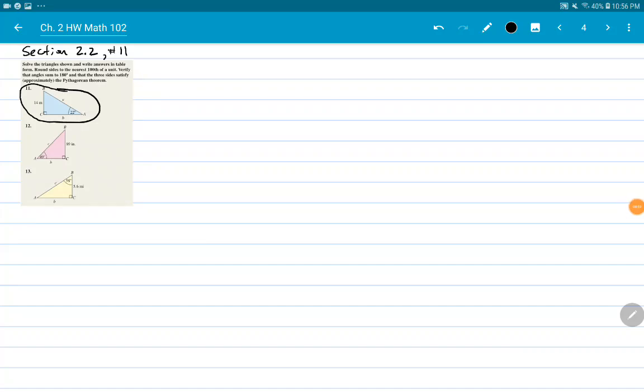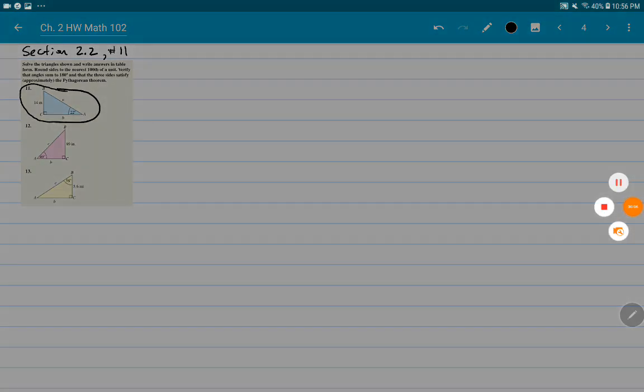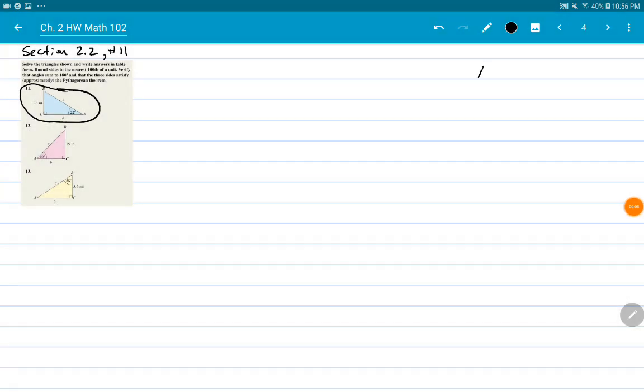Section 2.2, number 11, we have to solve this triangle. And when I solve a triangle, I like to set up my table first so I can get a hold of what I know and what I need. So I have my three angles, A, B, and C, and my three sides, A, B, C.